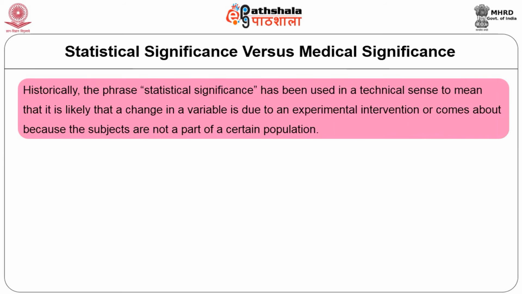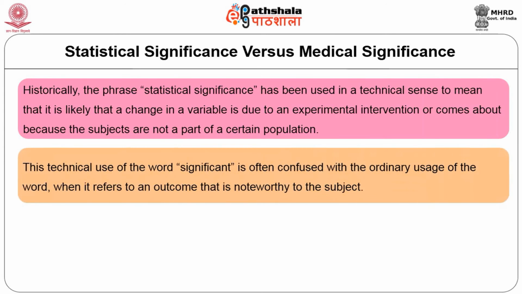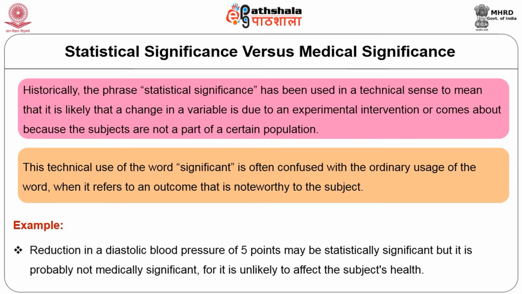Historically, the phrase statistical significance has been used in a technical sense to mean that it is likely that a change in a variable is due to an experimental intervention, or comes about because the subjects are not part of a certain population. This technical use of the word significant is often confused with the ordinary usage of the word, when it refers to an outcome that is not noteworthy to the subject. For example, a reduction in diastolic blood pressure of 5 points in an experiment may be statistically significant, but it is probably not medically significant, for it is unlikely to affect the subject's health.